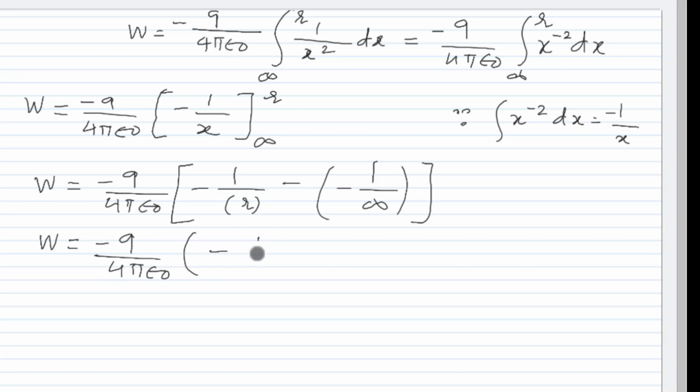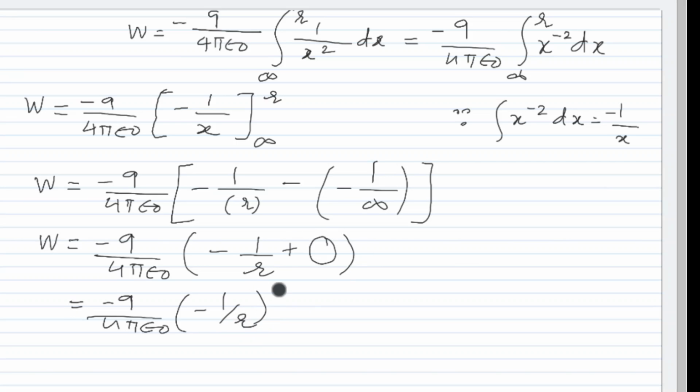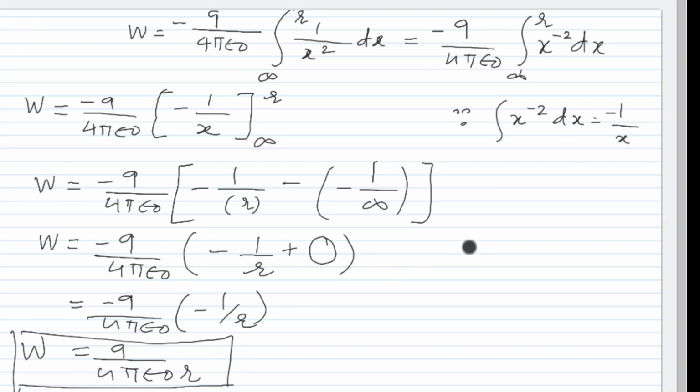This is minus 1 upon r, and this whole thing becomes, whether it is positive or negative, this 1 upon infinity becomes 0. So here we'll write minus q upon 4 pi epsilon 0, and this value is minus 1 upon r only. This whole thing becomes 0. So minus minus becomes plus. So now W is equal to q upon 4 pi epsilon 0 r. This will be the last equation for work done.